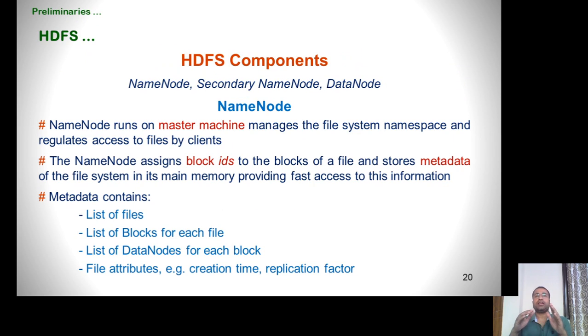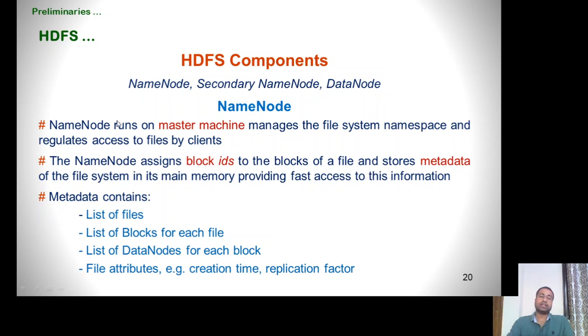Now HDFS has various components. You can also call them daemon processes of HDFS: name node, secondary name node and data node. Hadoop or HDFS works on master slave architecture. There is one master node and the rest of the nodes work as slave nodes, and the master node coordinates all the slave nodes.